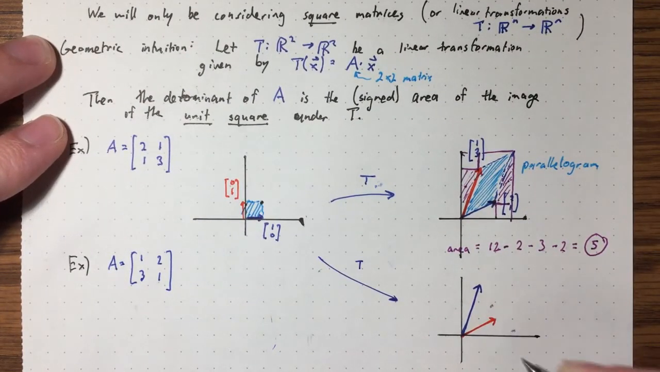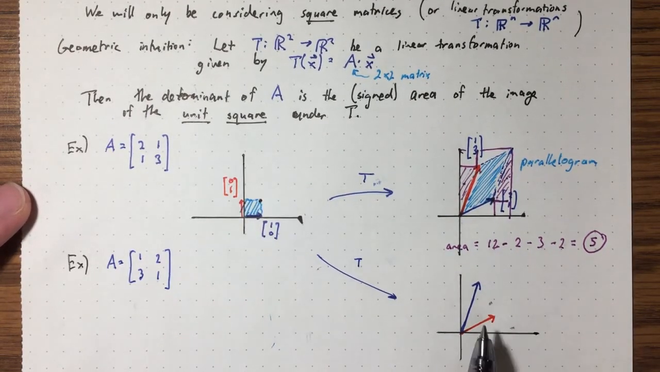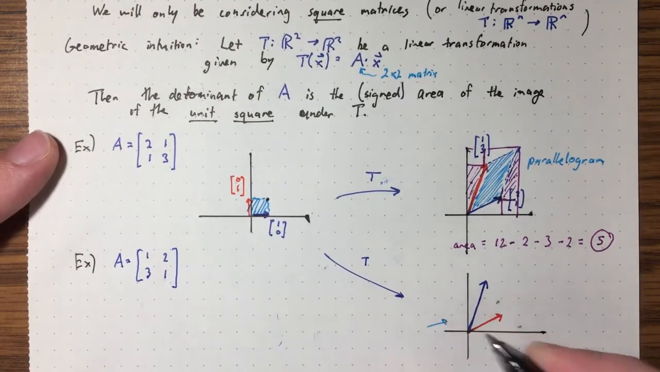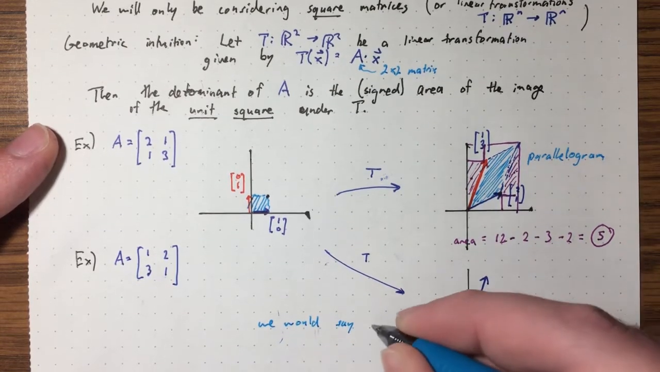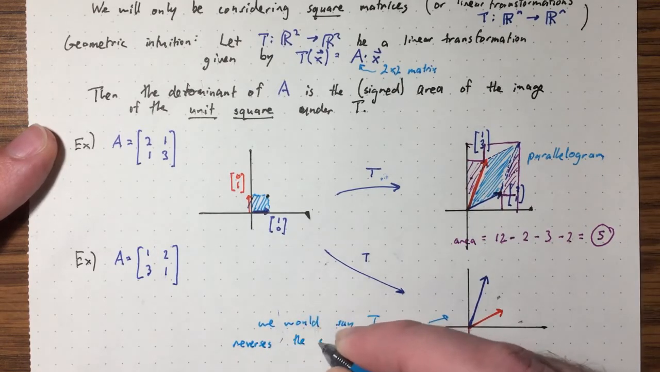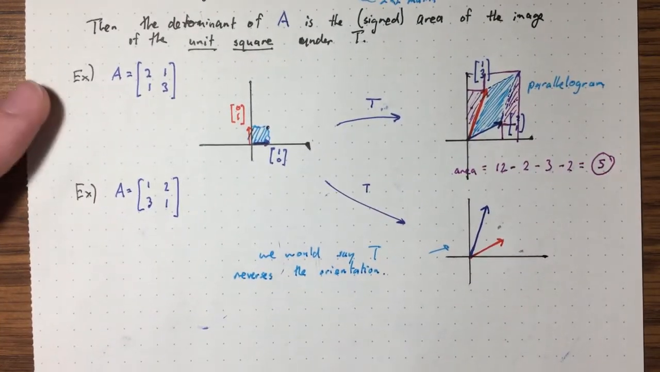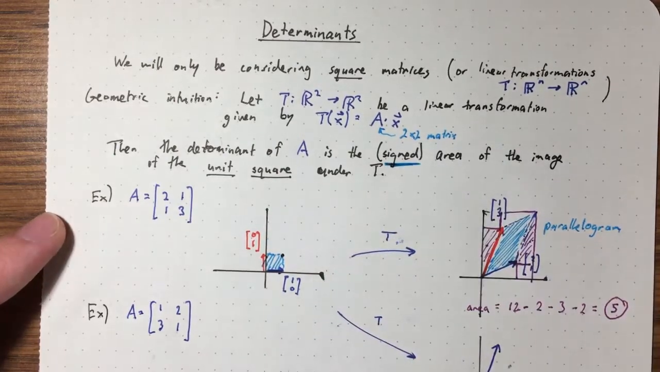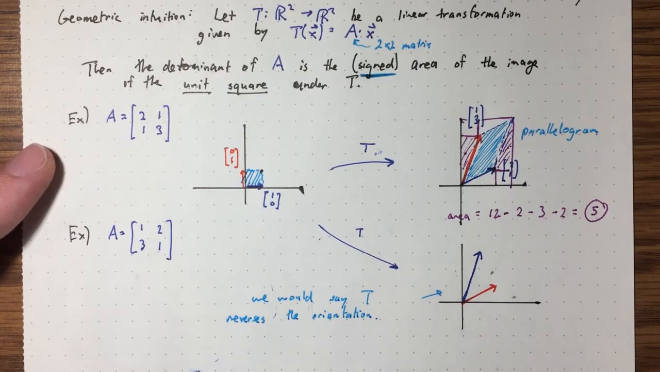So you see what happened is I reversed the orientation. Here the red one was to the left of the blue one, and here it ends up on the right of the blue one. So we would say T reverses the orientation. That's what I mean by signed area. If it reverses the orientation, you have to put a negative sign.